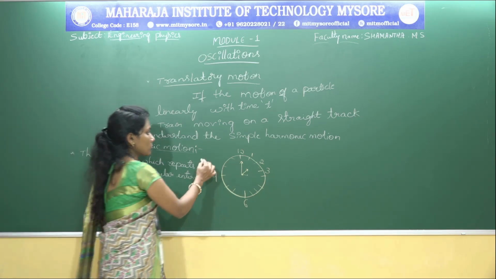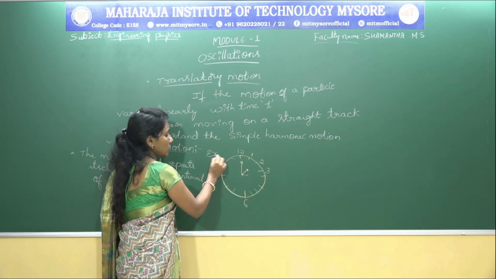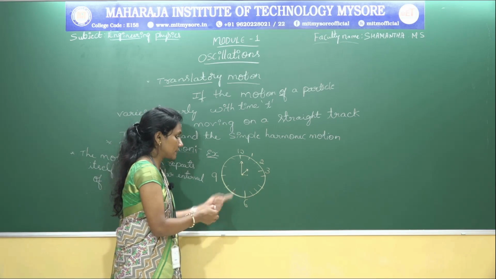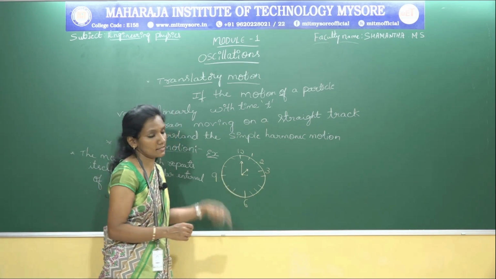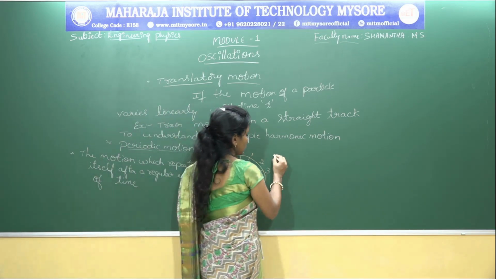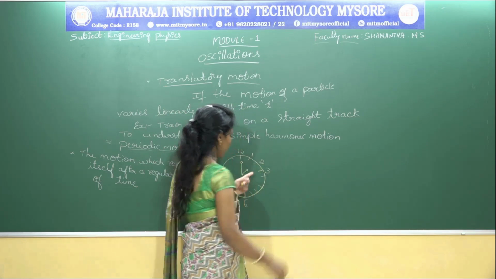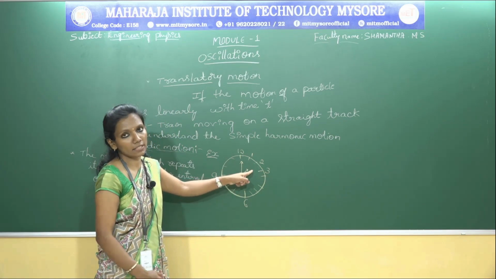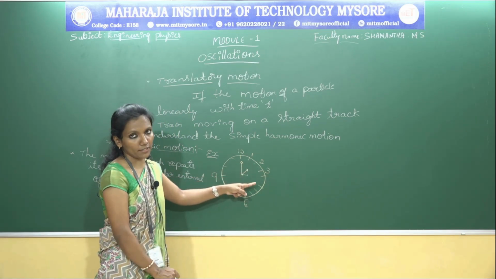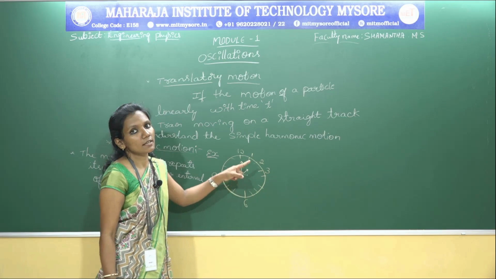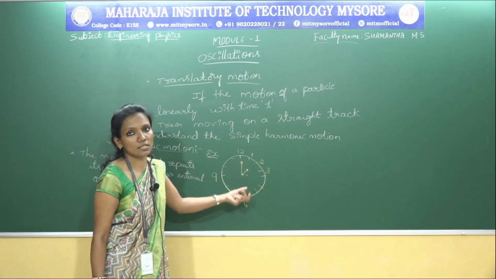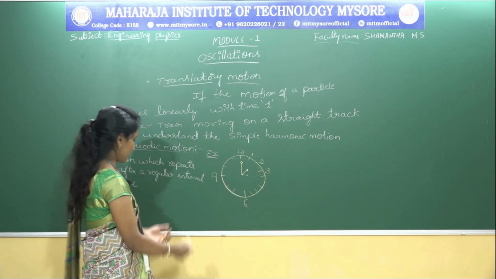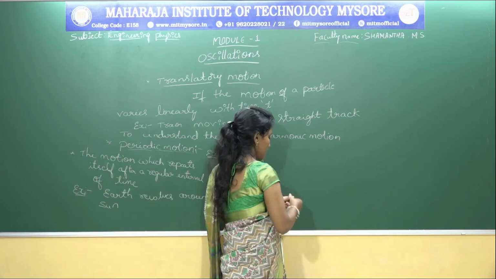So, for example, here we can see a clock, the movement of the hands in the clock. After 60 minutes the hour hand will come back to the same point, and after 60 seconds the minute hand will come back to the same position. That is the best example. One more example, example 2.